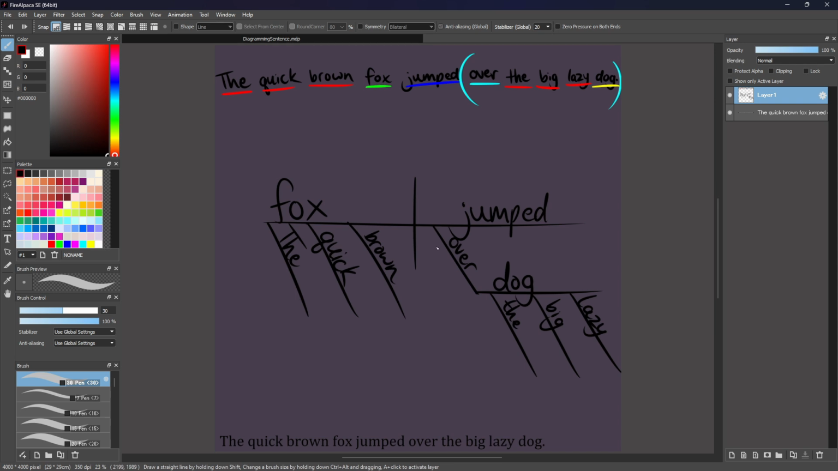Okay, so let's check. We have the quick brown fox jumped over the big lazy dog. Okay, that's it. We're done diagramming the sentence. Yippee! If you've been following along in your own paper, then you're done too.